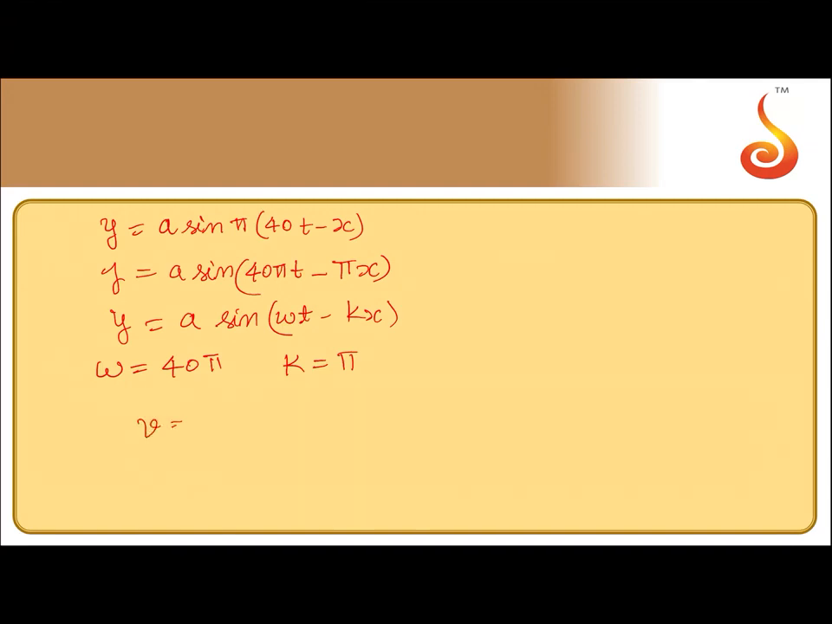So what do you get? V is equal to omega by k, just from previous problem, should be 40 pi by pi. So that should be equal to 40 meter per second. They have given everything in meter and second, so you'll get it in meter per second. That is option A.